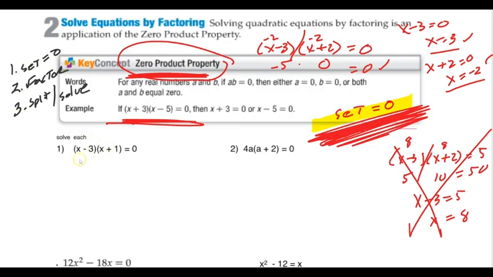So step 1, see, now it's already factored for us. It's already set equal to 0. All we've got to do is split and solve. x - 3 = 0. x + 1 = 0. Add 3 to both sides. x = 3. Subtract 1 from both sides. x = -1.